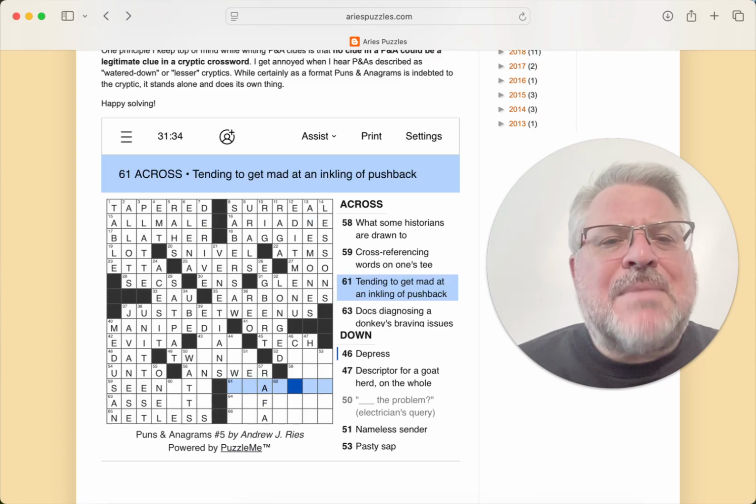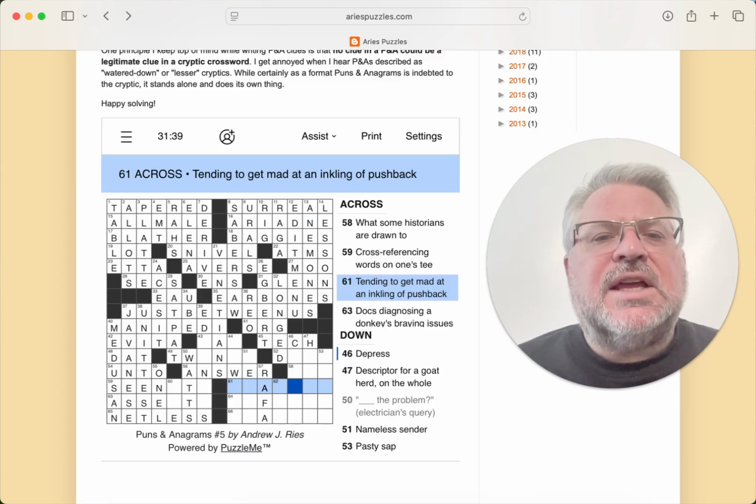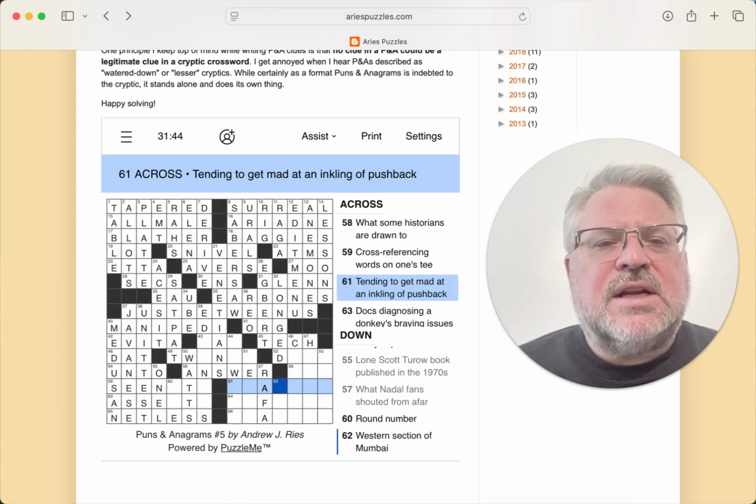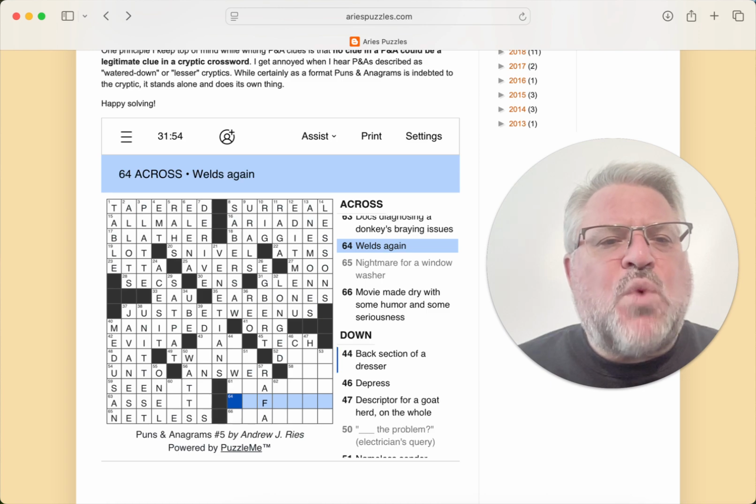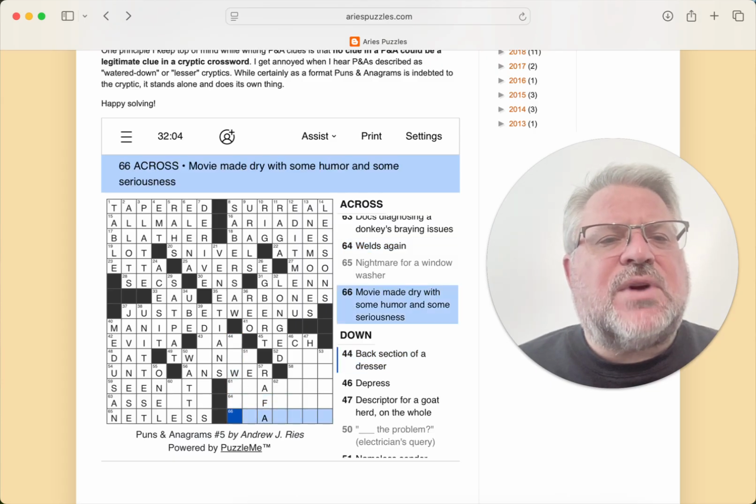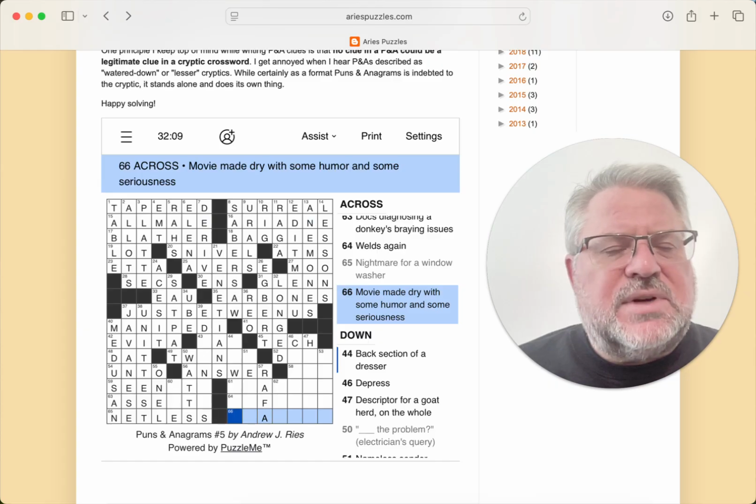61 across, tending to get mad at an inkling of a pushback. At an inkling of pushback. Tending to get mad, maybe the synonym, the definition here. Inkling of pushback. No. 64 across, welds again. Not getting that. 66 across. Movie made dry with some humor and some seriousness.